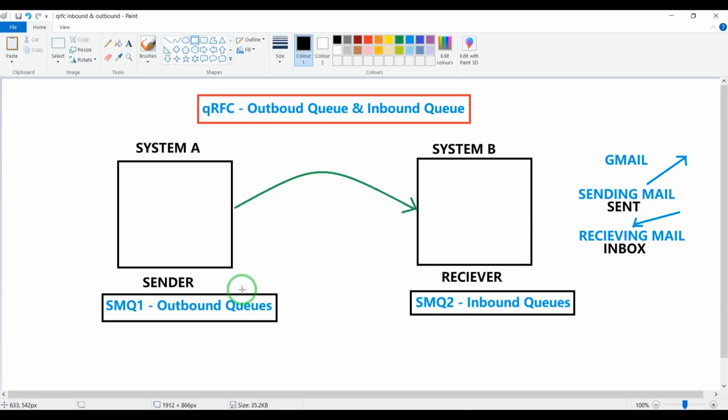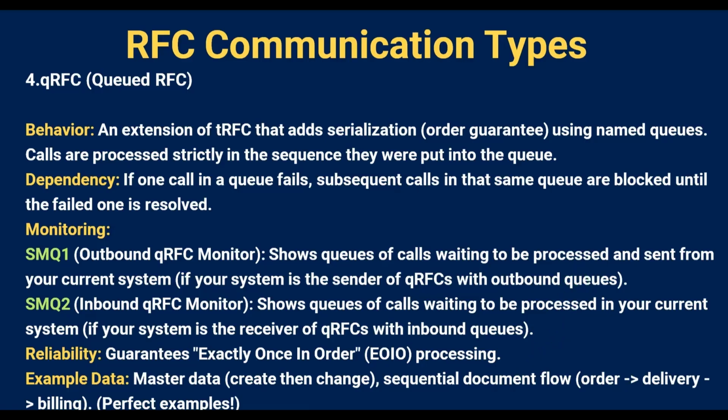Simply put, whenever you are the sender, the sending data is monitored in SMQ1, that is outbound queues. The receiving data, the information you receive, is monitored in SMQ2, which we call inbound queues. So this is about communication types. This is very, very important to understand. These are backend communication types in RFC.